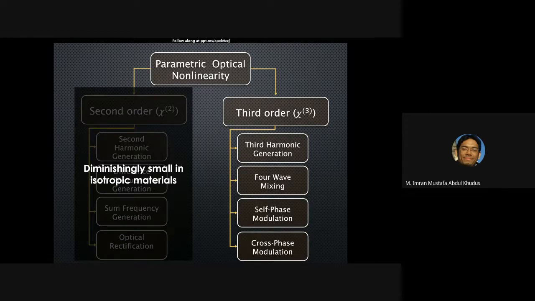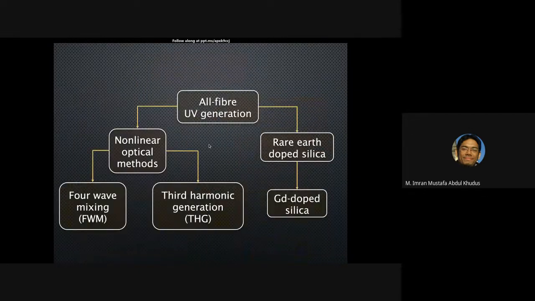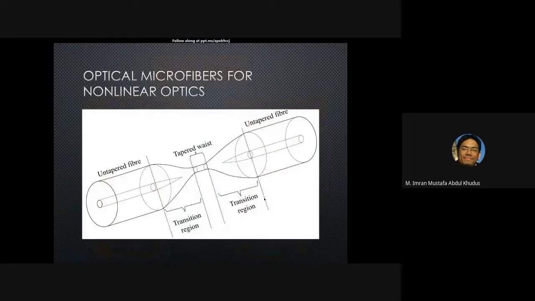We'll talk about third order processes more, specifically third harmonic generation and four-wave mixing. Okay, so for all fibers, this is the goal: all-fiber UV generation. So we will do nonlinear optical methods and rare earth doped silica, specifically gadolinium doped silica. Okay, so we've seen this before. The thing that I've used, at least, is this thing, which is called an optical microfiber. This is for nonlinear optics.